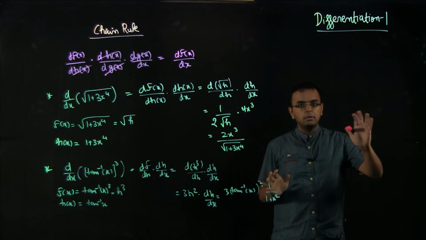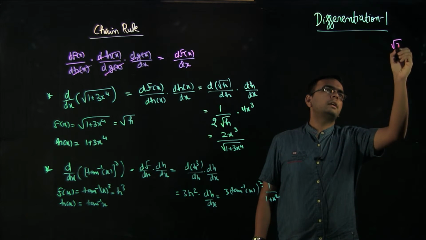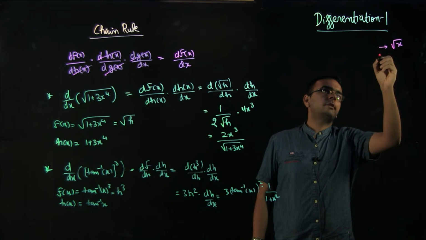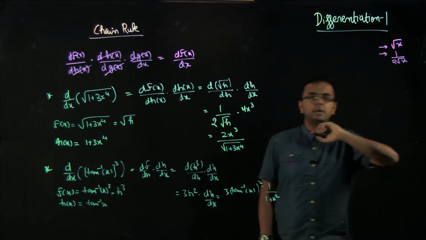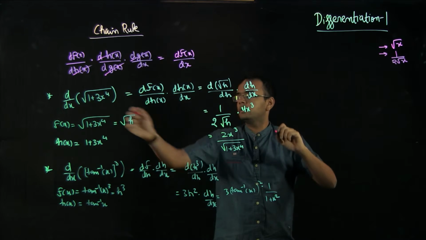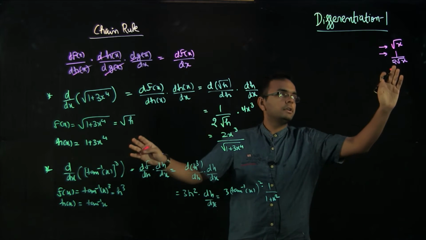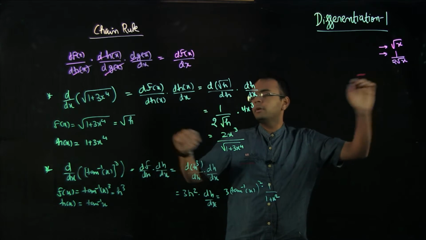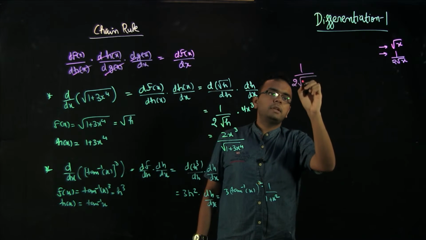You can write it down if you want to think. Let us say we have made the function root x, so I will write the derivative of that as 1 by 2 root x. So I will think of 1 plus 3x raised to the power of 4 as an x. The derivative of that is 1 by 2 root x. So I will just write 1 plus 3x raised to the power of 4.